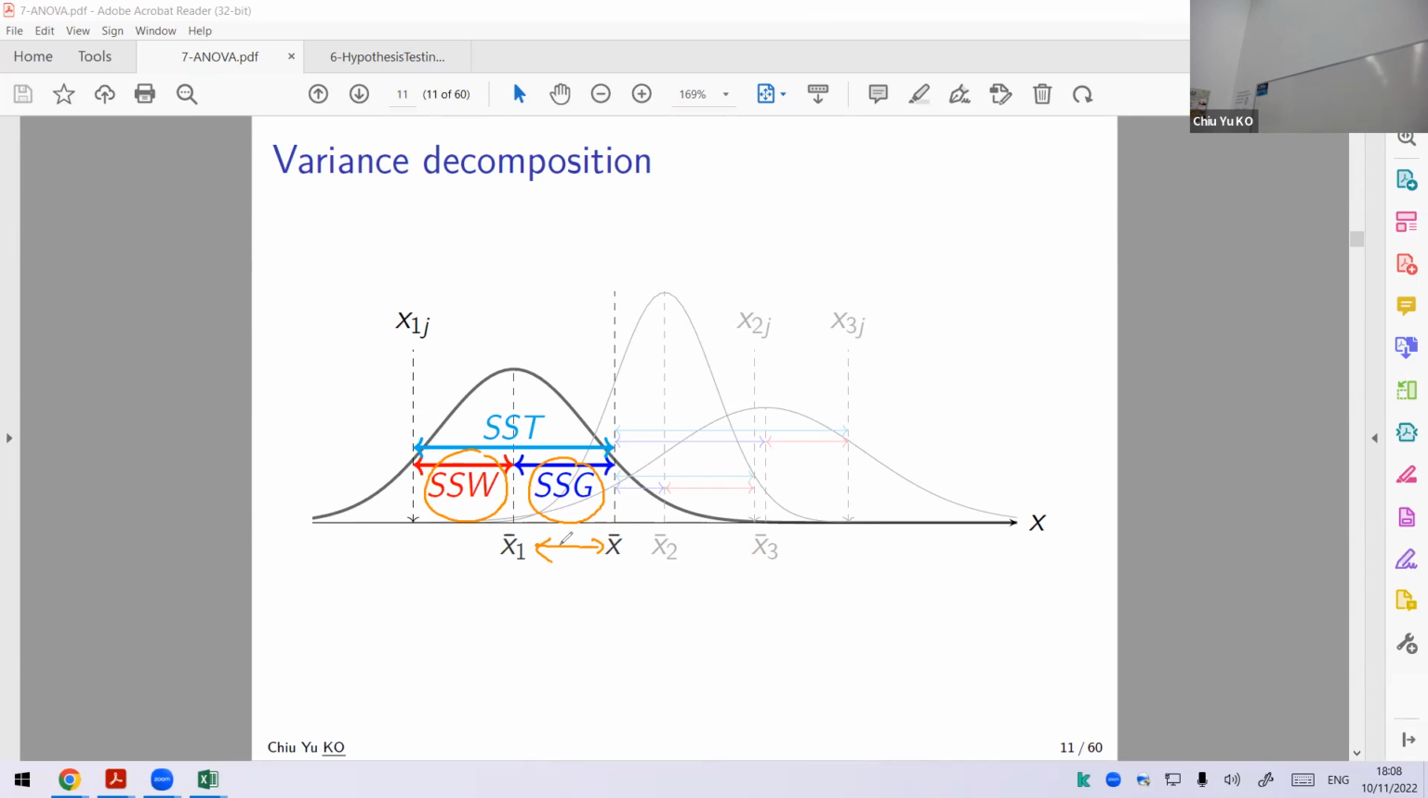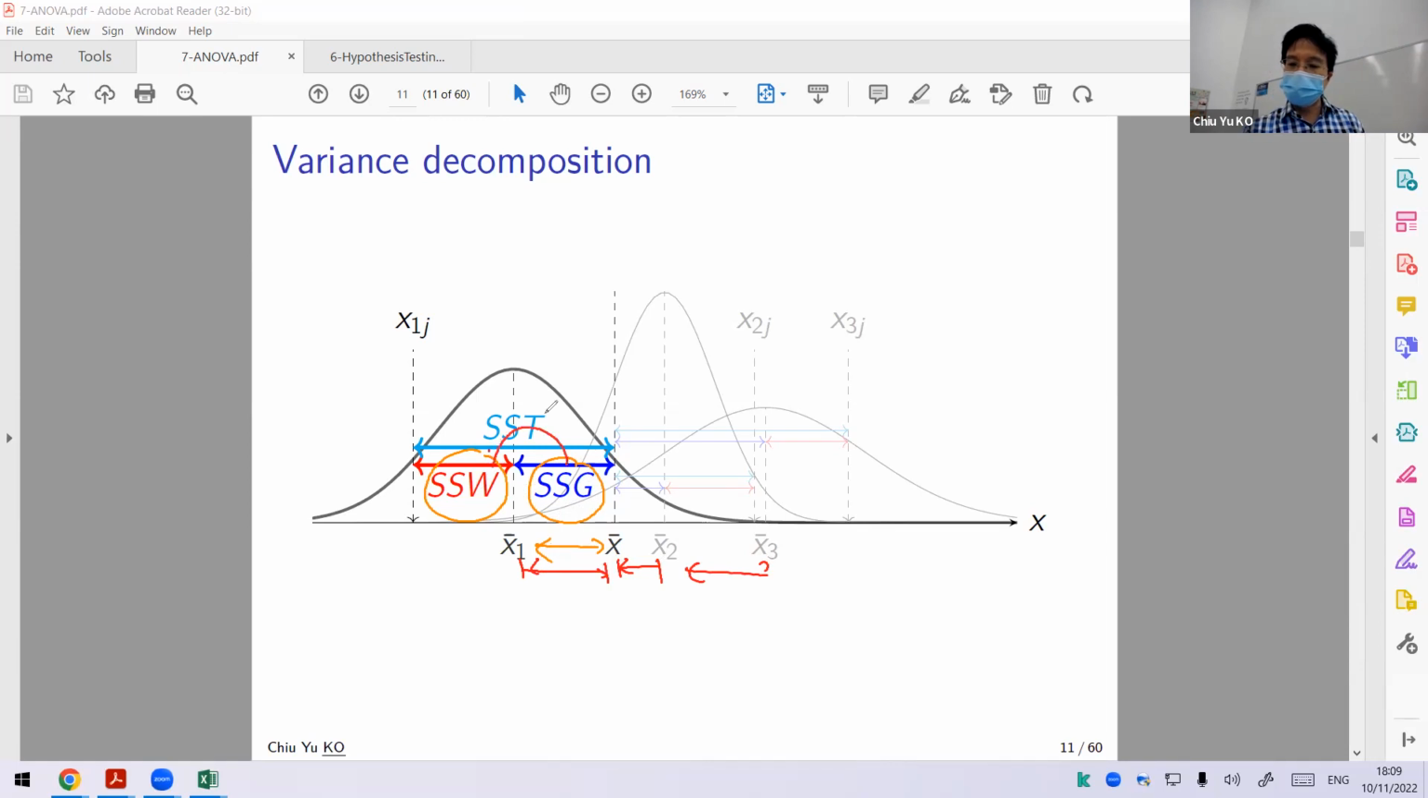SSW is within the group, right? Regardless of grouping, SSW will not be 0, right? And if the group mean is very close to the grand mean, then SSG is very small. Let me repeat the statement. It's very important because once you know, then we're done. The idea is if the grouping has no meaning, the SSG will be very small, right?